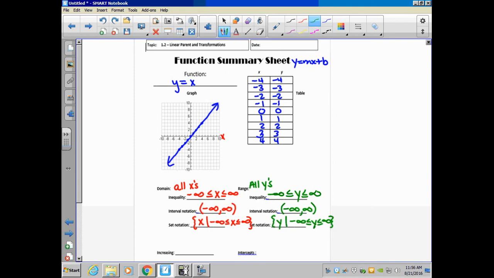Is the function increasing or decreasing? So if you take a look at the function, it is in fact increasing. And let's see if I can move this down a little.